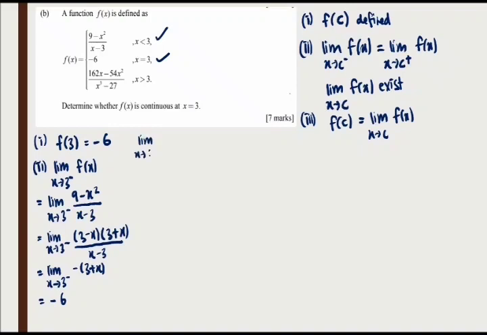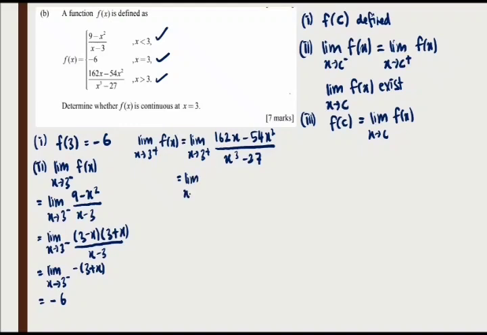Now the limit for x approaching 3 from the right of f(x). That function is the last function down here, so we have the limit as x approaches 3 from the right of 162x minus 54x squared, divided by x cubed minus 27. To simplify this, we can see that we can actually factor out 54 from the numerator.